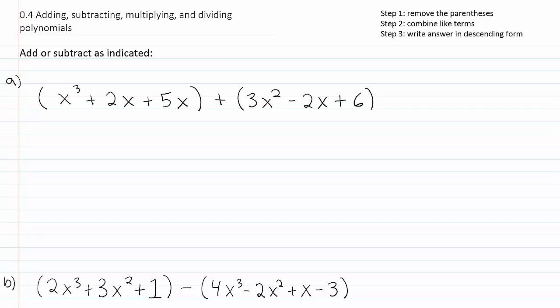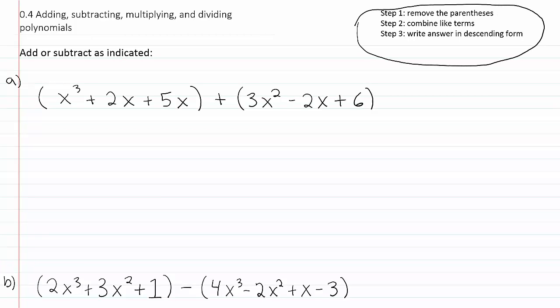Alright, in this video we're looking at how to add and subtract polynomials. So I've included a set of steps here above that are going to tell us basically how to do this process. The idea behind it is pretty simple. We're going to remove the parentheses first, then we're going to combine like terms, and then finally write the answer in descending form.